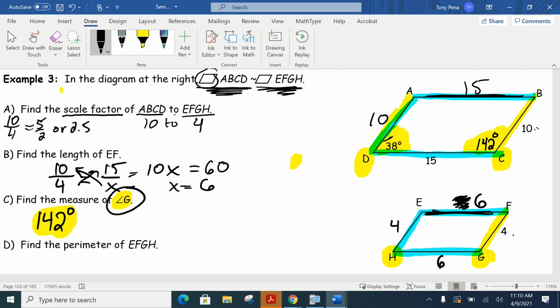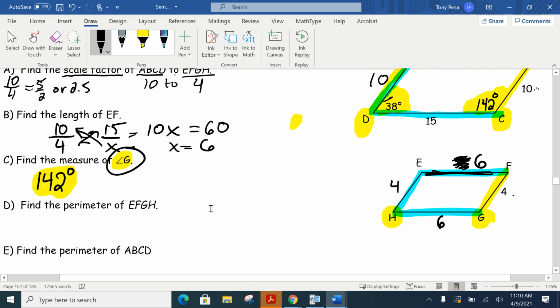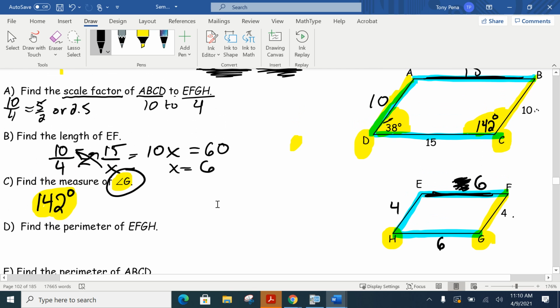All right, we have all this done. So find the perimeter real quick of EFG, and then find the perimeter, if I remember correctly, that's the next question. Find the perimeter of both of them. So find the smaller one, the bigger one. We're just adding up all those sides.